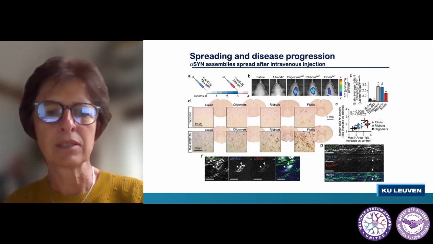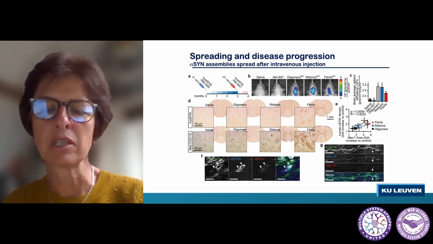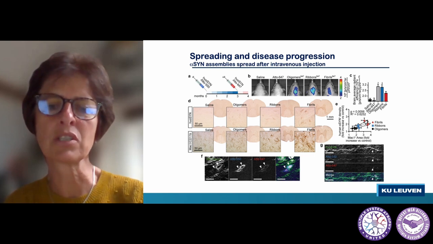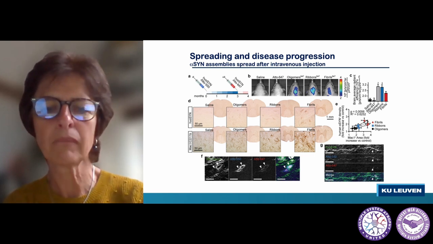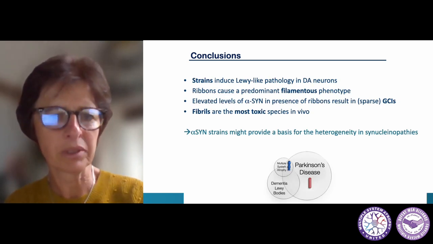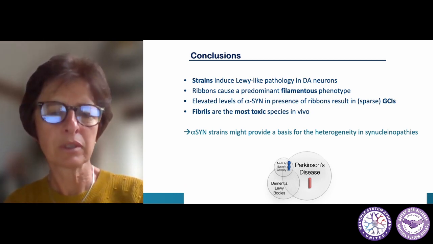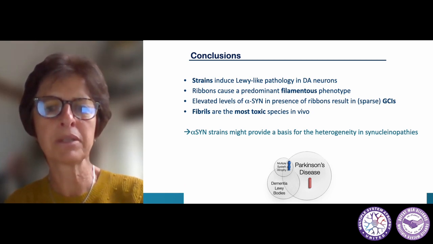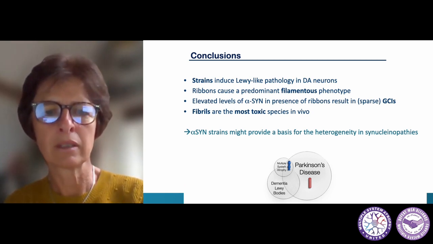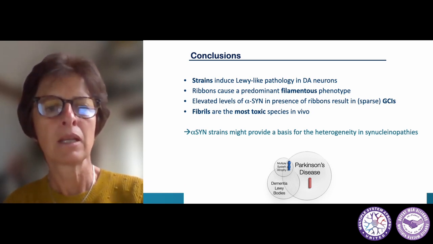What you can see here is that they also cause a kind of microglial reactivity, and the fibrils were the ones most causing this deposition and this microglial reactivity. So to conclude this first part, we could show that injection of recombinant strains in rat brain induces Lewy-like pathology with a different phenotype. The ribbons cause more of a filamentous phenotype. We also could show that in the presence of ribbons, we find some inclusions in oligodendrocytes reminiscent of GCIs. And fibrils are the most toxic species in vivo.